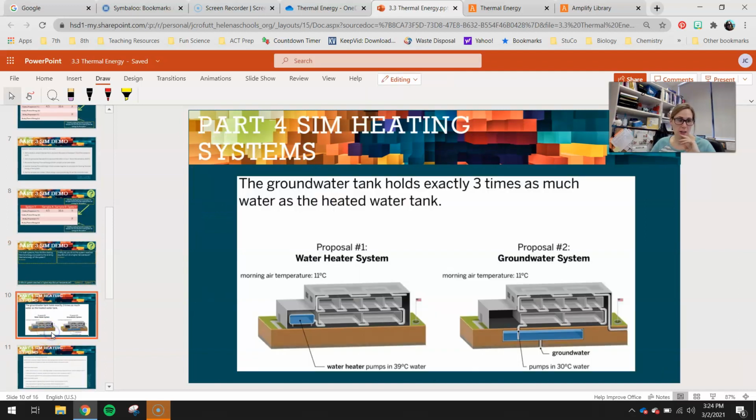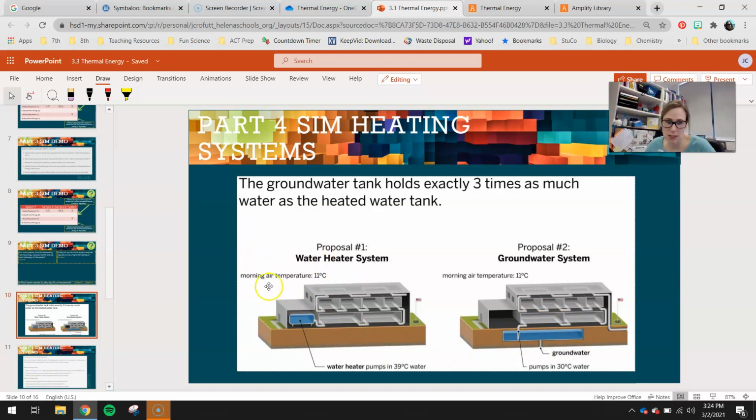All right, moving on. You guys have a little task, if you will, to answer. So if you were in charge of deciding how to heat a school, you guys are going to use what you know about thermal energy and energy transfer to figure this little problem out. Okay, so the groundwater tank holds exactly 3 times as much water as the heated water tank. So you have 2 options here. You can either use this heated water tank, where it pumps water around these little coils in the school, and that water tank is about 1/3 the size of this groundwater tank.